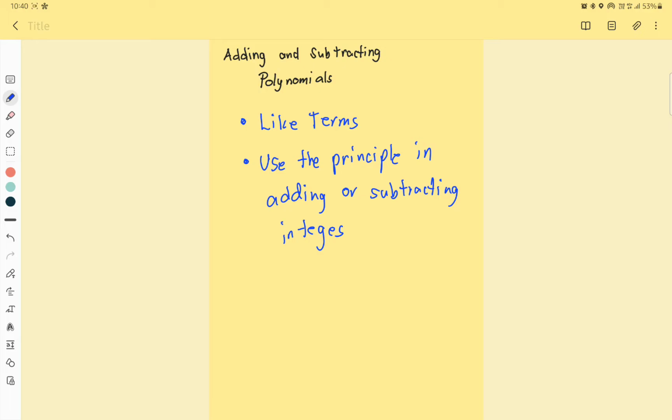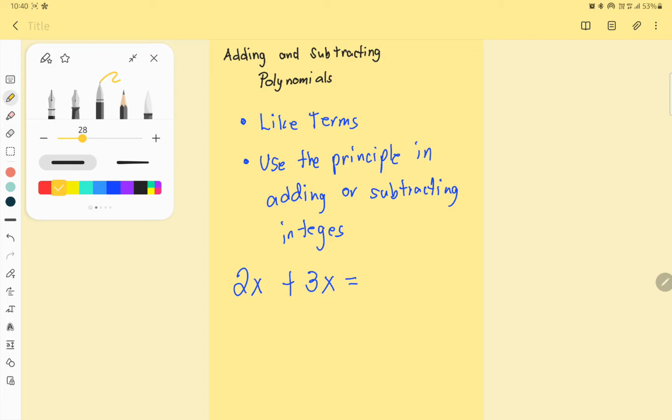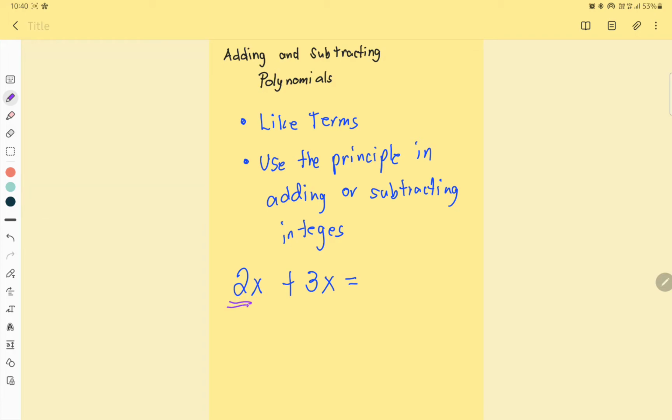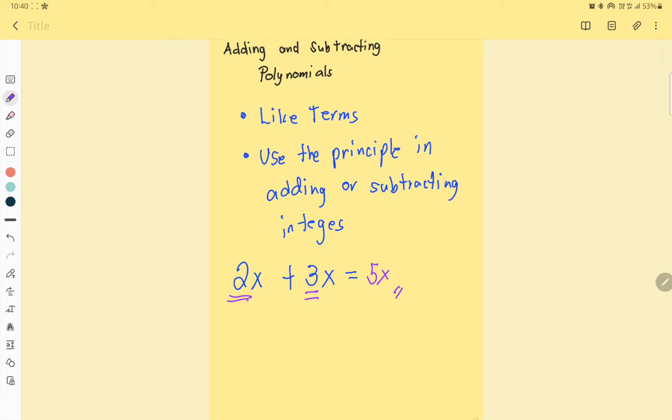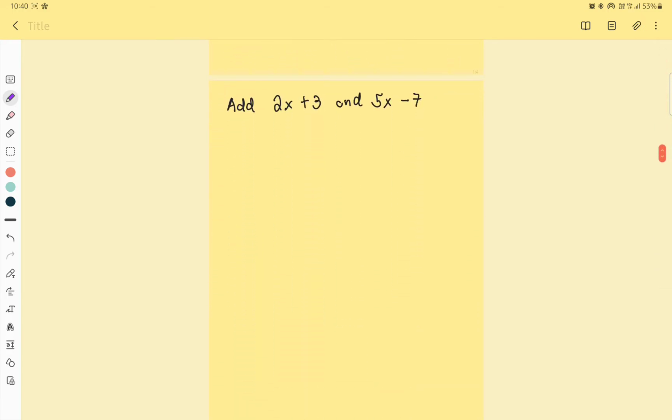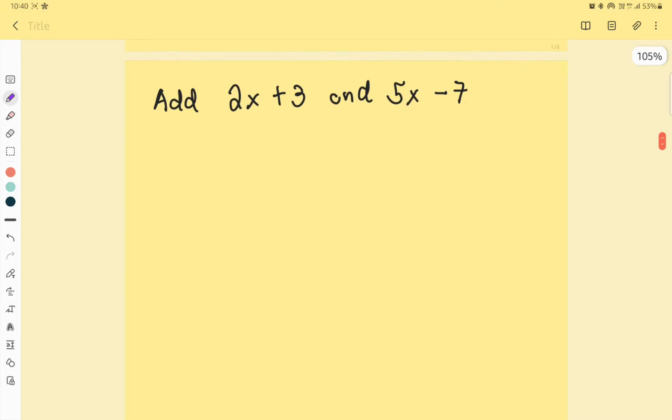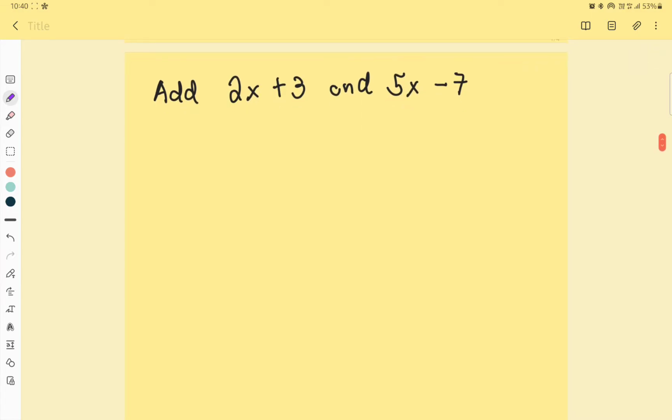So, for example, we know that 2x plus 3x, what we add there is the numerical coefficient. So 2 plus 3, that would be 5x. Making sense? So that's how you add and subtract polynomials. So let's go and have an example like this one. Add 2x plus 3 and 5x minus 7.